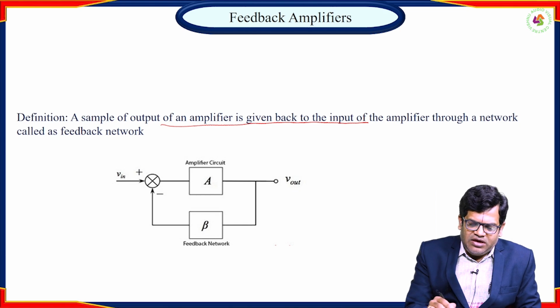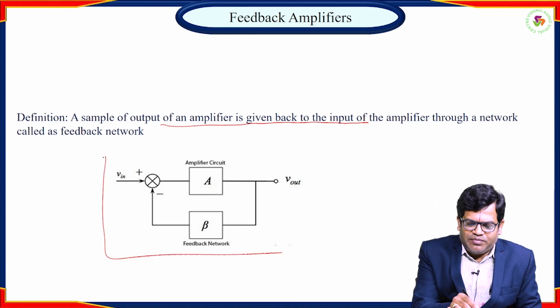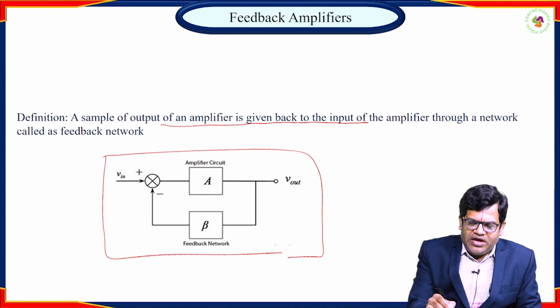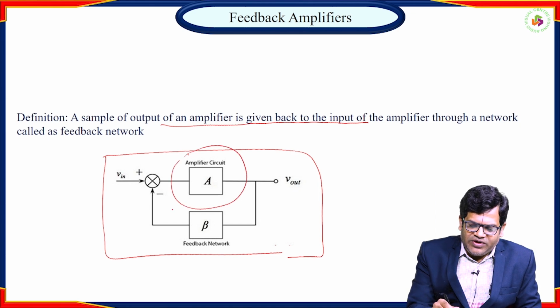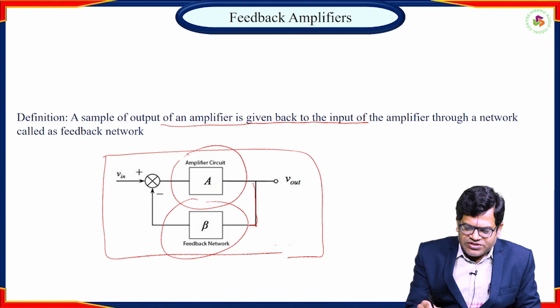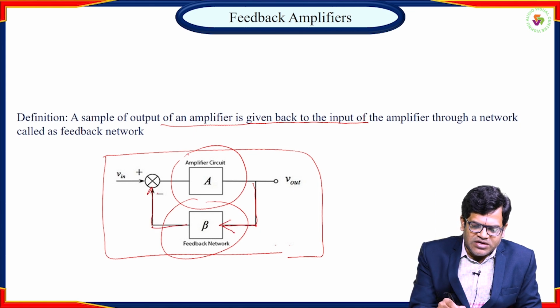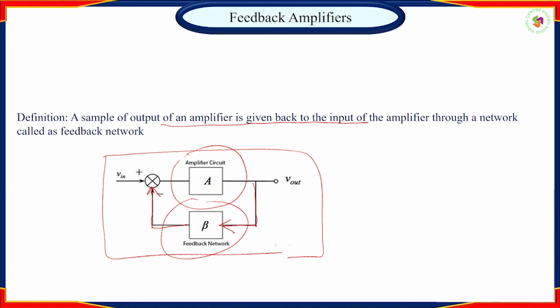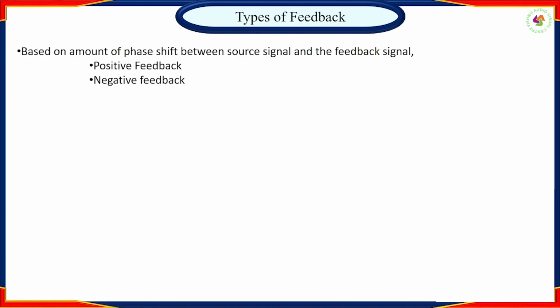Here we can see the circuit of the feedback network, where we have the amplifier circuit and we have the feedback network. The output of the amplifier is taken here and given to the feedback network, and the output of feedback is again fed back to the input of the amplifier circuit, right? This is how generally the feedback principle is defined.